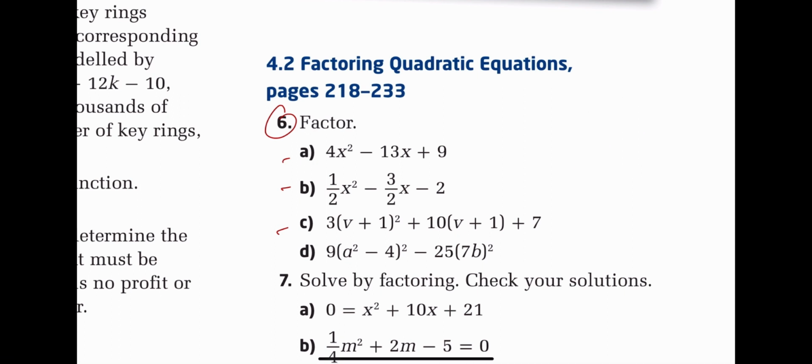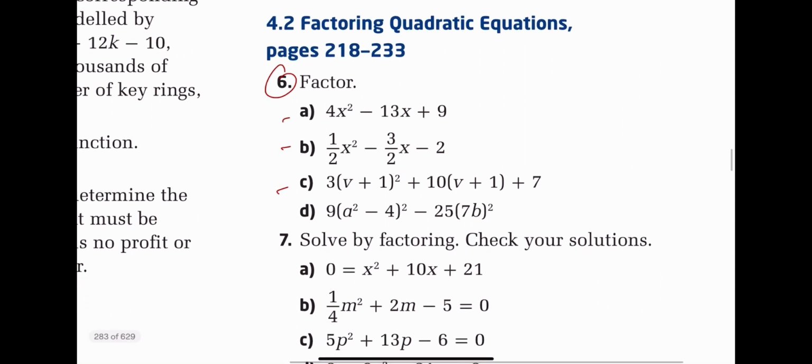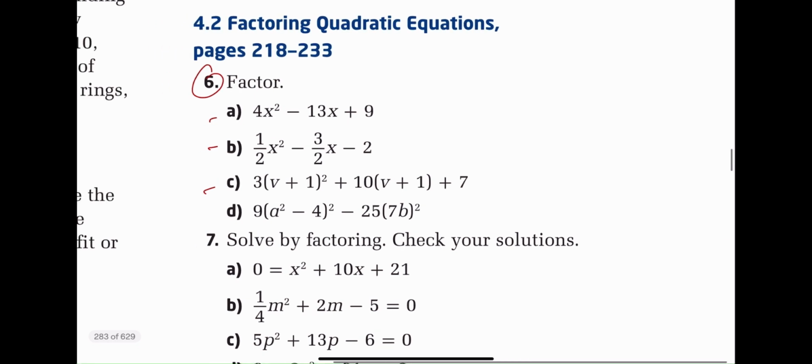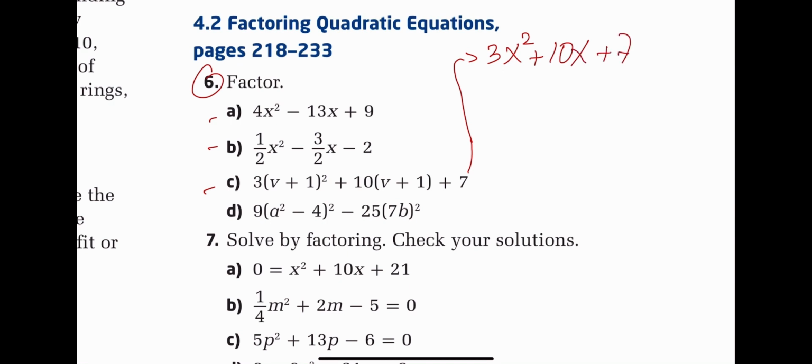As I said, factorizing is very, very important. For this one, I can see the value v plus 1 repeated, so I can just replace it with a big X. My equation can be written as 3x squared plus 10x plus 7. I changed my equation from this form to this form to make my calculation very easy.